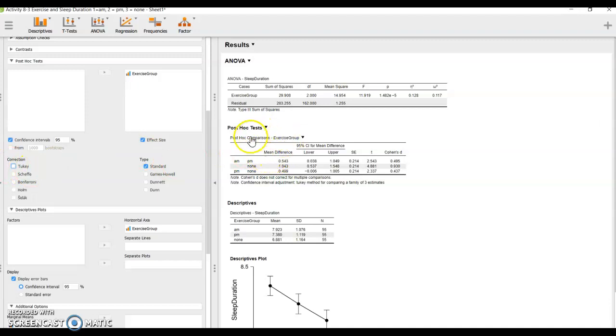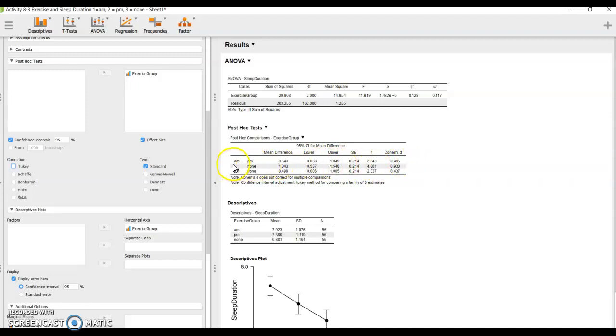Okay. So over here on the right-hand side under post hoc test, you can see we're comparing the AM to PM group. The difference is 0.54 hours, or about a half hour of sleep between them. Okay. So the AM group slept more than the PM group by about 0.54 hours. The effect size is 0.495.